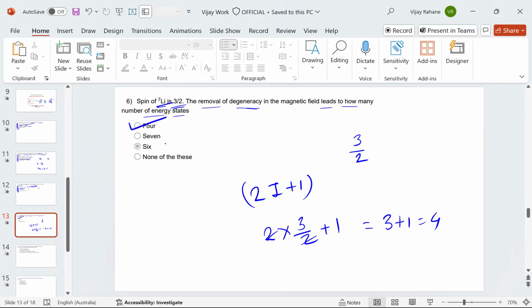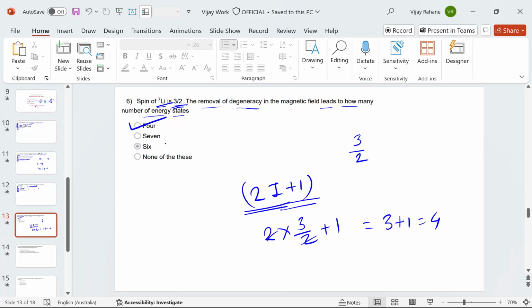These are very simple problems in this first week. You may consider this boring, but this is just the starting of NMR. In the later part, you will have actual NMR data that you need to process and learn how to solve, so you can go to a higher level later. But if you have 3 by 2, you can just put the value of I in the simple formula, and you get the degeneracy in the magnetic field.